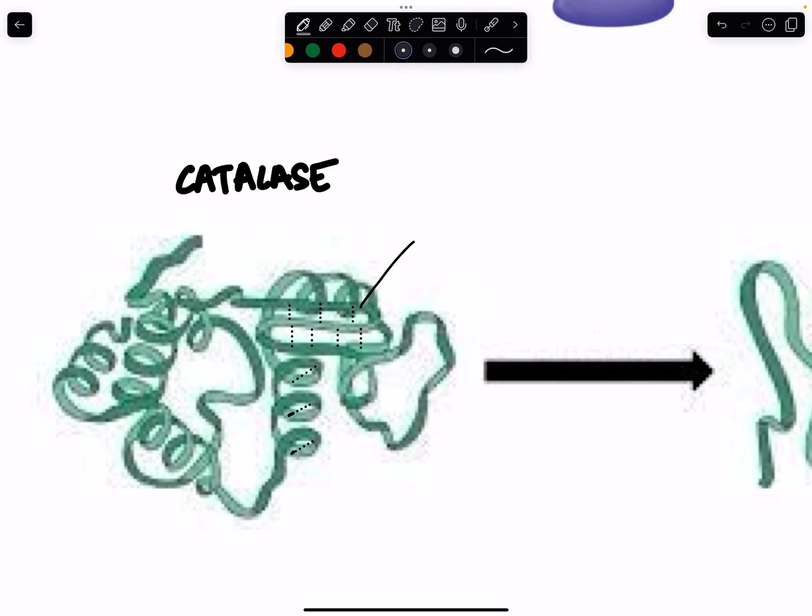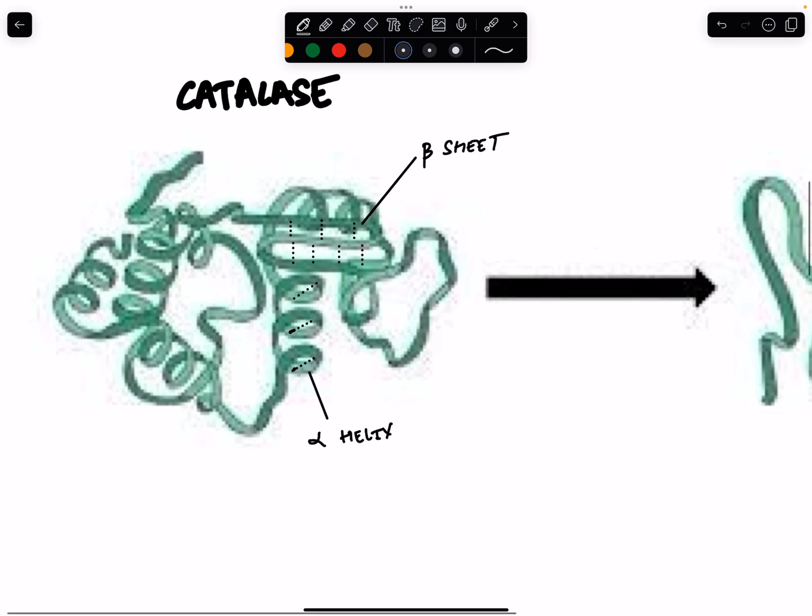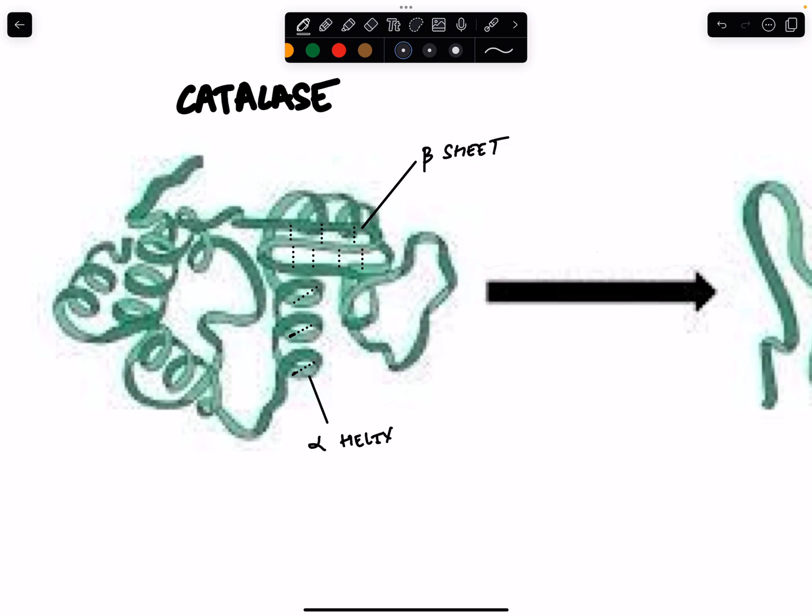Okay, so here we have an example of a beta sheet. Here is an example of an alpha helix. And when catalase is folded in this manner, it has an active site. I actually believe the active site is over here. And it can catalyze the reaction, decomposing hydrogen peroxide into water and oxygen.